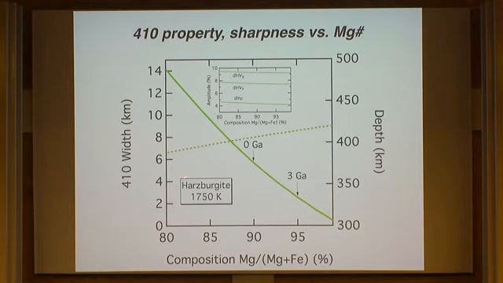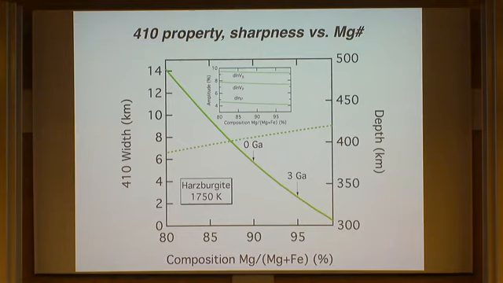As a calculation for the purpose of this study, we can look at the transition width as a function of magnesium number. In this case, the solid line shows the transition width. As you can see, if you move the magnesium number from 90 to 95, you have a quite sharp transition, maybe about 3 kilometers.